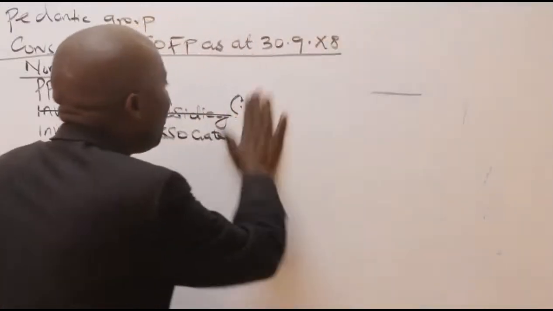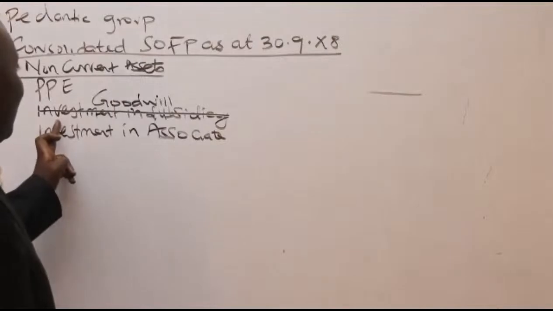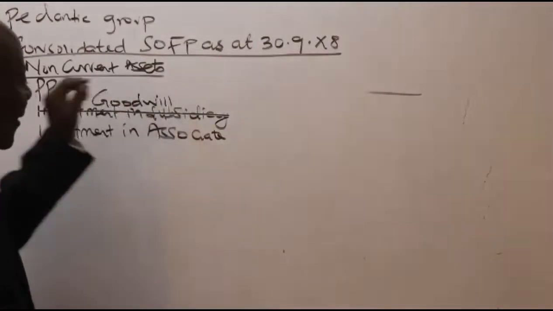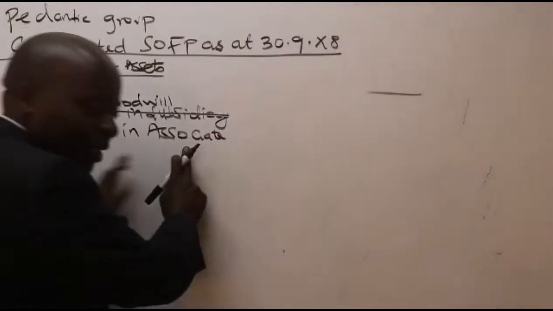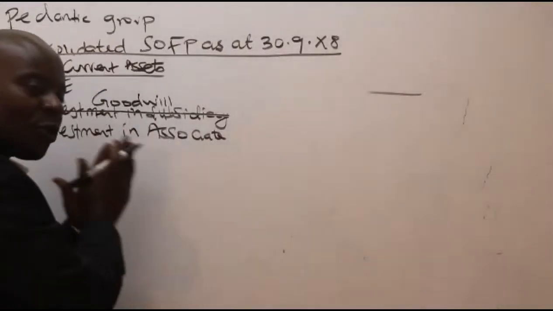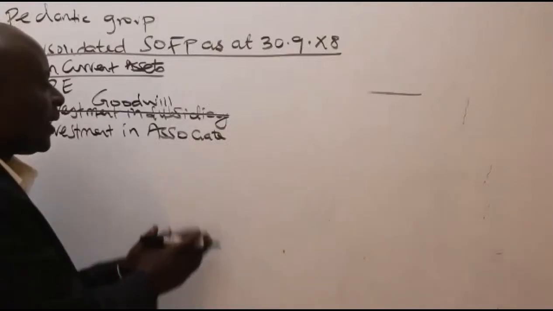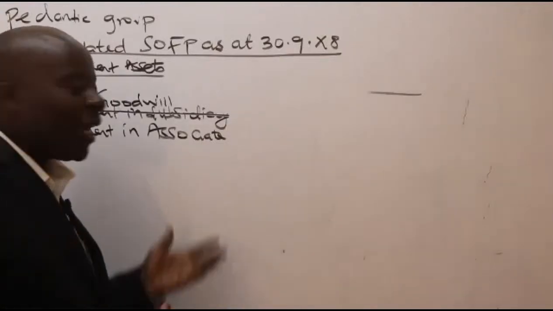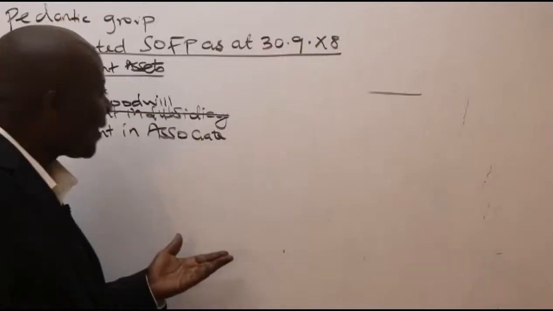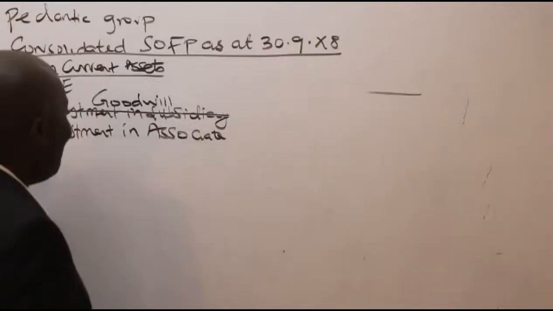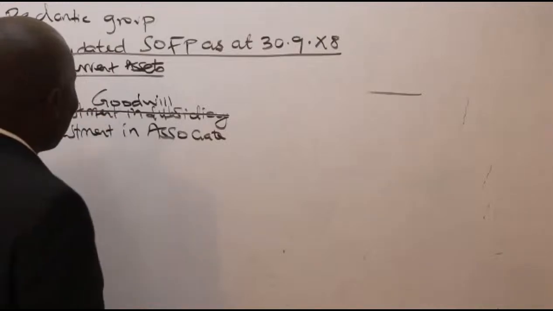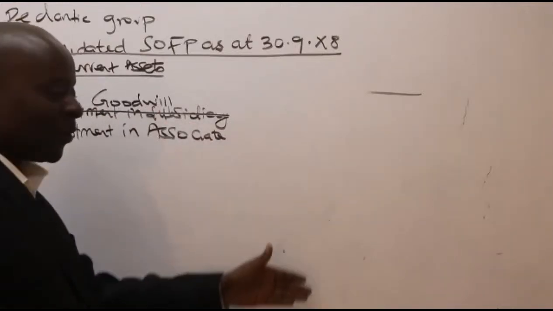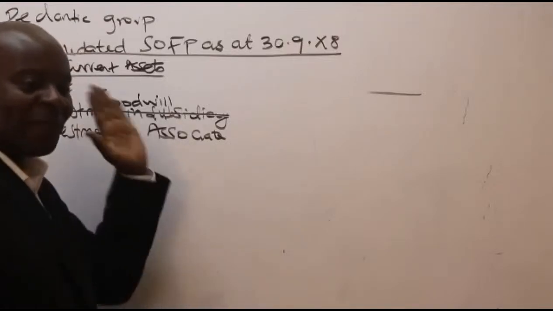So in this case, ladies and gentlemen, we are learning something very important here, that any investment in our subsidiaries shall always be replaced with what we call goodwill. This question does not have an associate. But when I teach group consolidation, I always keep on telling my students that I just have that line there. Let it be a tradition. It's like a chorus. When I go to my non-current assets, I'm looking at PPE, I'm looking at goodwill, and I'm looking at investment in associates, and of course investments in joint ventures, etc. But these three must always be there.